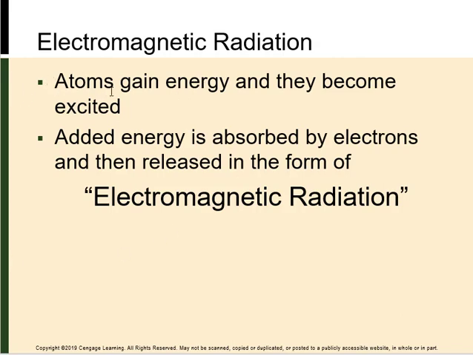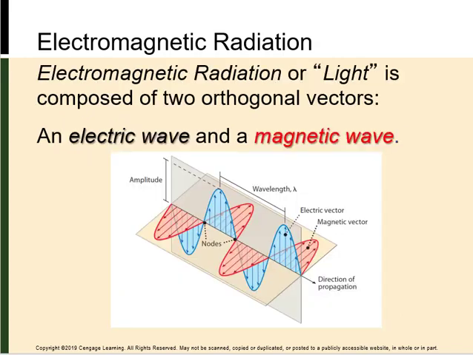This is when atoms gain energy and they become excited. This added energy is absorbed by electrons and then released in the form of electromagnetic radiation. And as I was just saying, this electromagnetic radiation or light is composed of two orthogonal vectors, the electric wave and the magnetic wave. And we can see that they are perpendicular to each other.